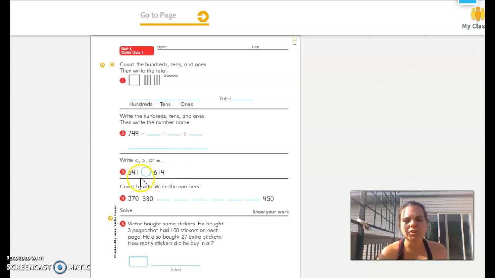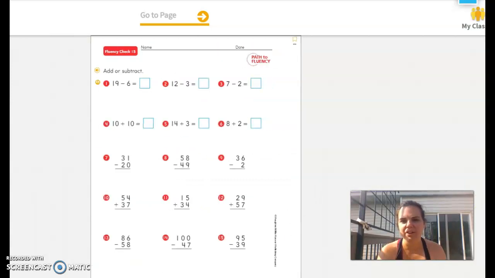Okay? 641 is greater than, less than, or equal to 614. Count by tens, write the numbers. Victor bought some stickers. He bought 3 pages that had 100 stickers on each page. So if he has 3 pages that each have 100 stickers, how many stickers does he have right there? He also bought 27 stickers. So 3 pages of 100 plus 27 stickers, how many stickers did he buy in all?